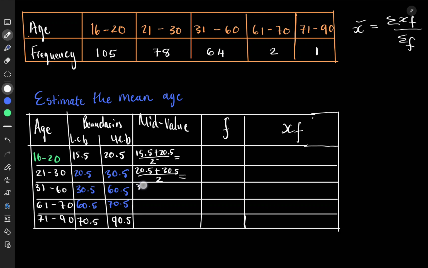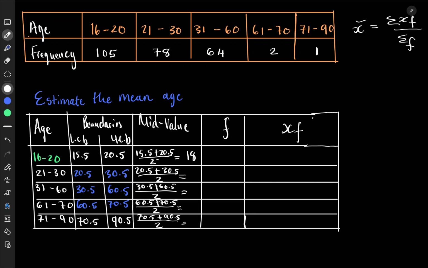So let's go. We would have 30.5 plus 60.5 over 2. Then you're going to have this one 60.5 plus 70.5 all over 2. Then you're going to get it. This one 70.5 plus 90.5 all over 2. And you're going to get it. So let's start putting. What would be my value here? I would get 18. Remember, we said it's the same as saying 16 plus 20, but the reason we are doing it is to get all the marks. We should not lose marks here.